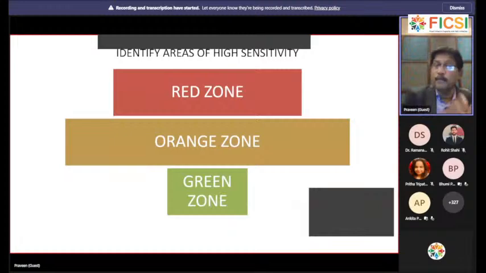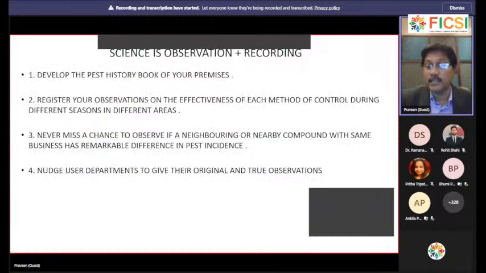Because it is very important for us to understand at this point of time, with the entire world thinking about climate change, that we don't overdo any kind of chemical application. We don't overdo anything. Pests are definitely a threat to the food industry, but it is not that we have zero pests. That is not our aim, and that is not what we should think of. So the sensitivity of these different areas is so important.